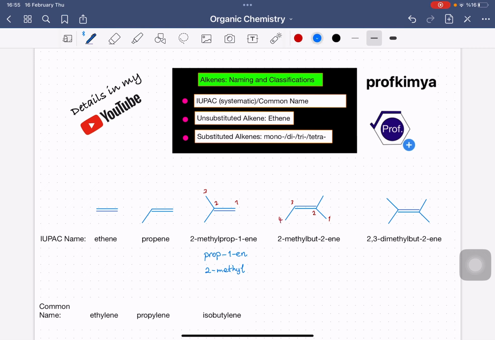Okay. Parent name is butane, and there is a pi bond at the 2 position. Therefore, we need to add a suffix of N, butane. At the 2 position, there is also a methyl group. We need to add this 2 methyl as a prefix. Prefix, parent name, suffix indicating the position of pi bond.